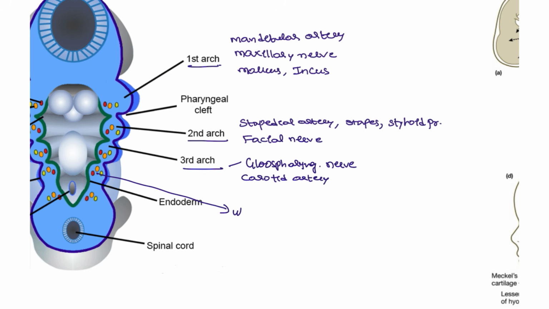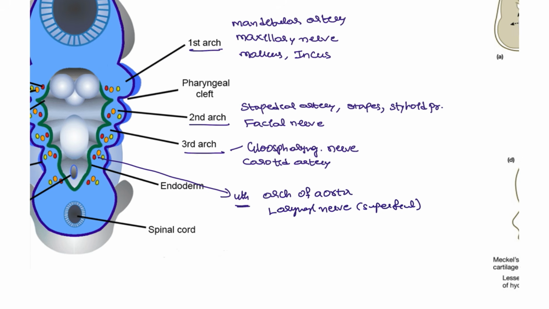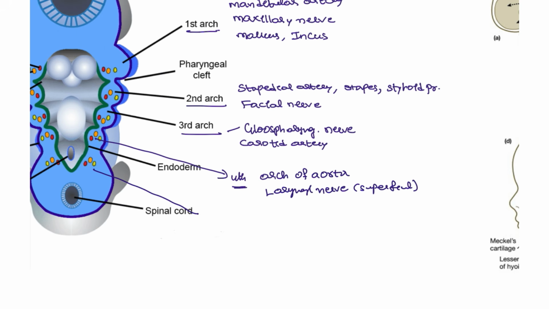Next, this is the fourth arch. The fourth arch is going to give us the arch of the aorta and also the laryngeal nerve. Okay, this laryngeal nerve is the superior laryngeal nerve. Next, this is the sixth one, right? The fifth one will be degenerative. Sorry, this is the sixth one.